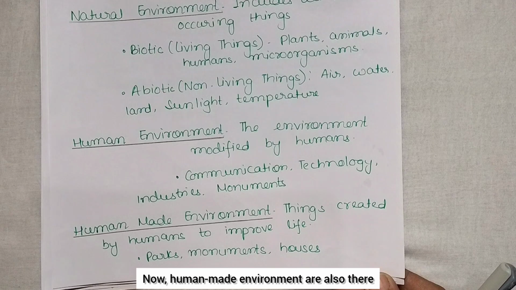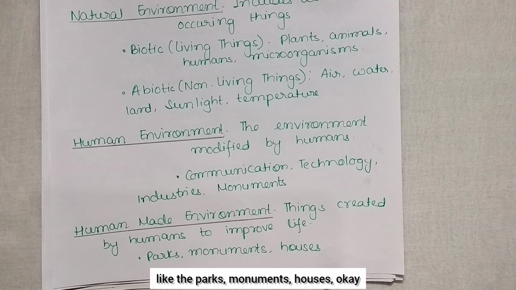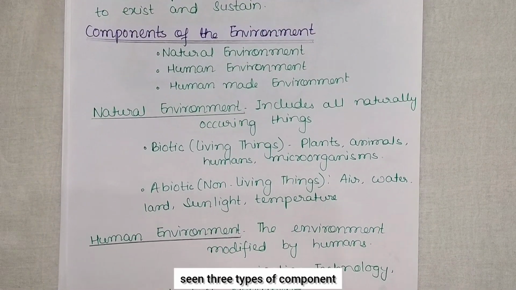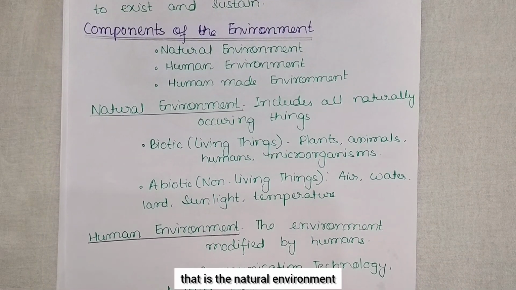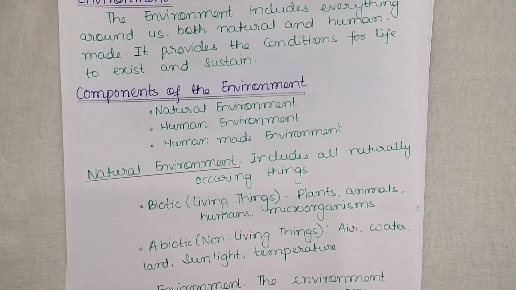Now human made environment is also there. That is the things created by humans to improve their life, like parks, monuments, houses. So these are the human made environment. So in the components of environment, we have seen three types of components, that is the natural environment, human environment and human made environment.